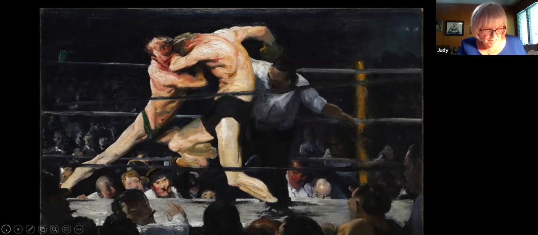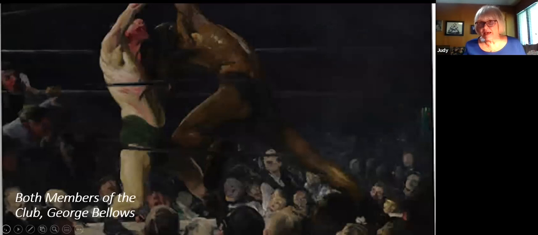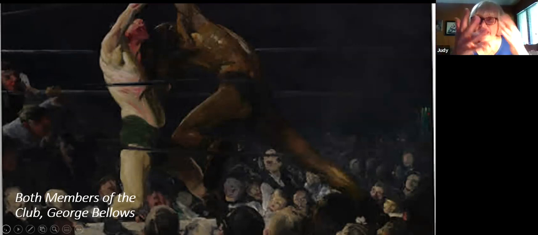Let me see, I will have the curator talk about it a little bit, so I'll move a little bit faster. Here is again George Bellows, and you see a similar idea, but look now at the two boxers. Again, depicting working people from different ethnic groups and races. This one is called Both Members of the Club. And remember, these are temporary members, so they could do the boxing.